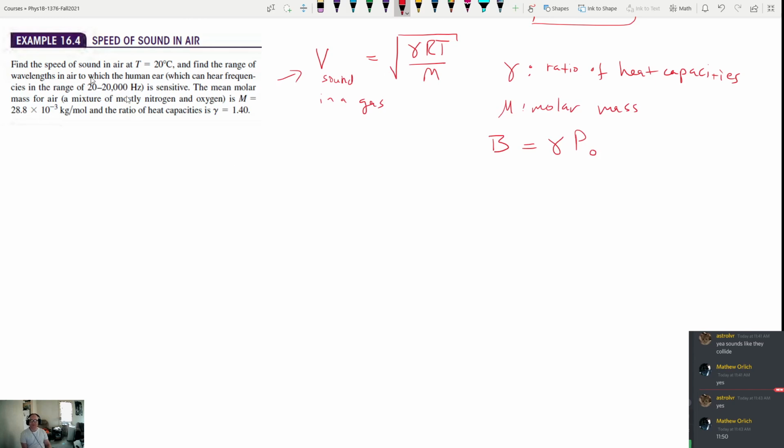Regardless, here we go. Find the speed of sound in air at 20 degrees Celsius, and find the range of wavelengths in air to which the human ear, which can hear frequencies in the range of 20 to 20,000 hertz, is sensitive. The mean molar mass for air is given.